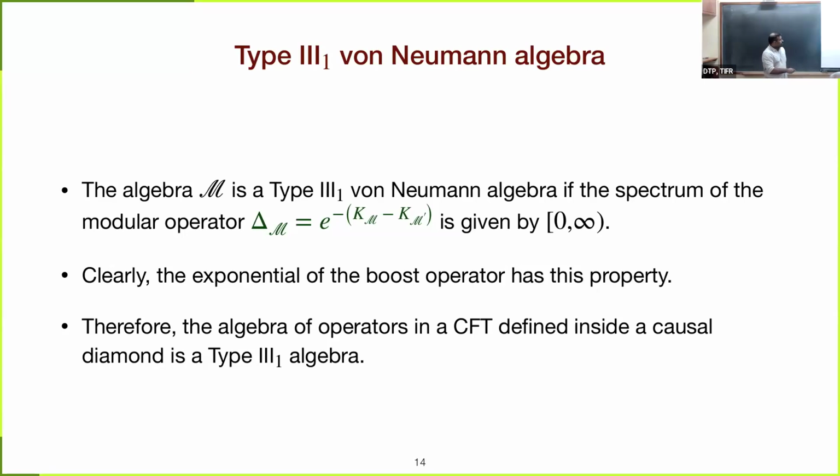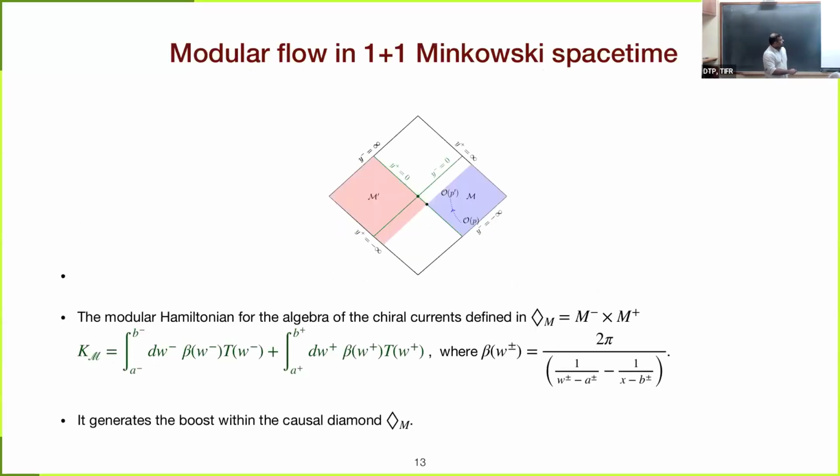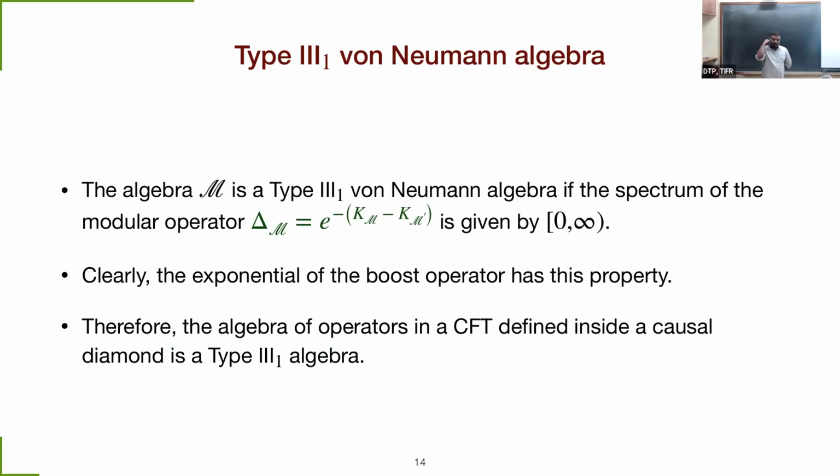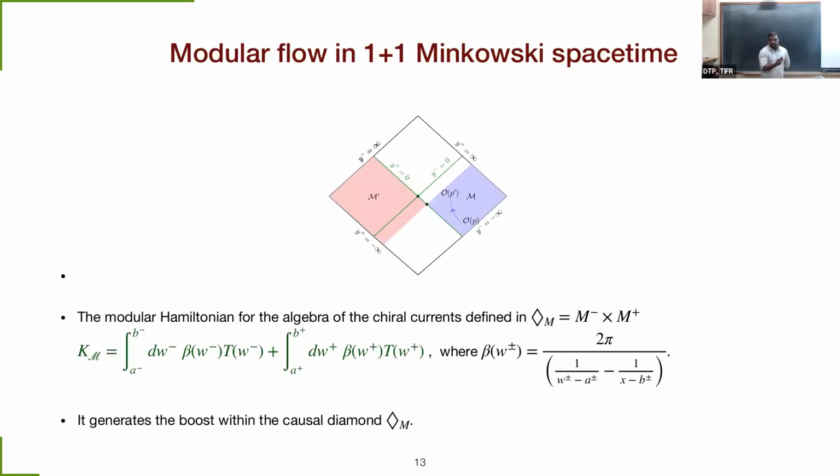For our case, the modular Hamiltonian is a boost operator. So it is guaranteed that the exponential of the boost operator will have spectrum from 0 to infinity. So you will have a type 3 1 algebra for this case. If you consider a causal diamond and the CFT inside, then the algebra will be type 3 1.